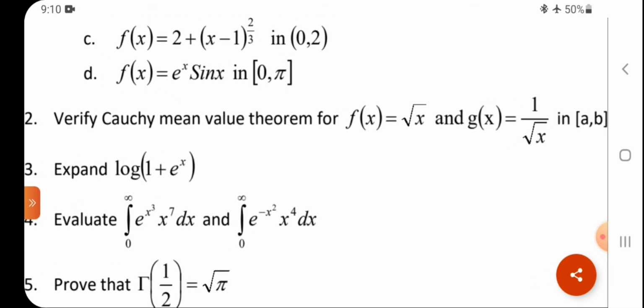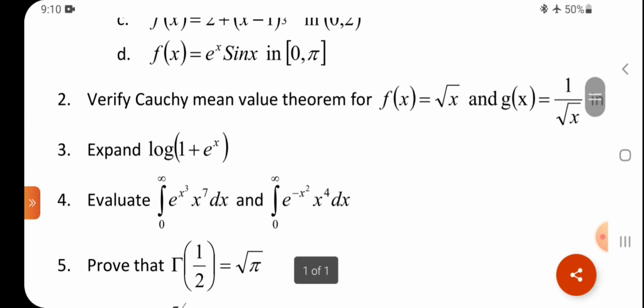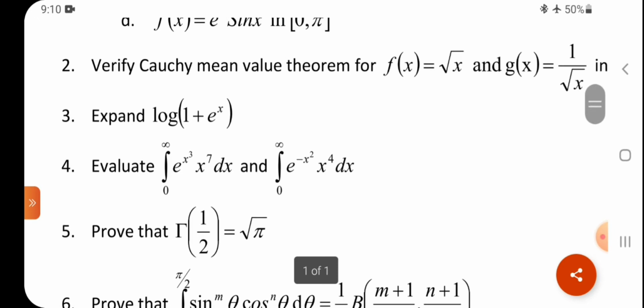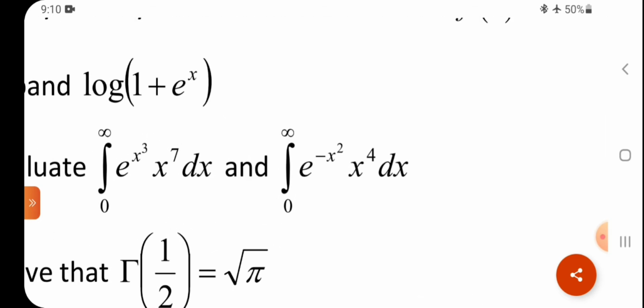Third one, expand logarithm of 1 plus e power x. Since no point is given, you can directly use Maclaurin's series for this. Fourth one, evaluate integral 0 to infinity e power minus x cube into x power 7 dx, and integral 0 to infinity e power minus x square x power 4 dx.